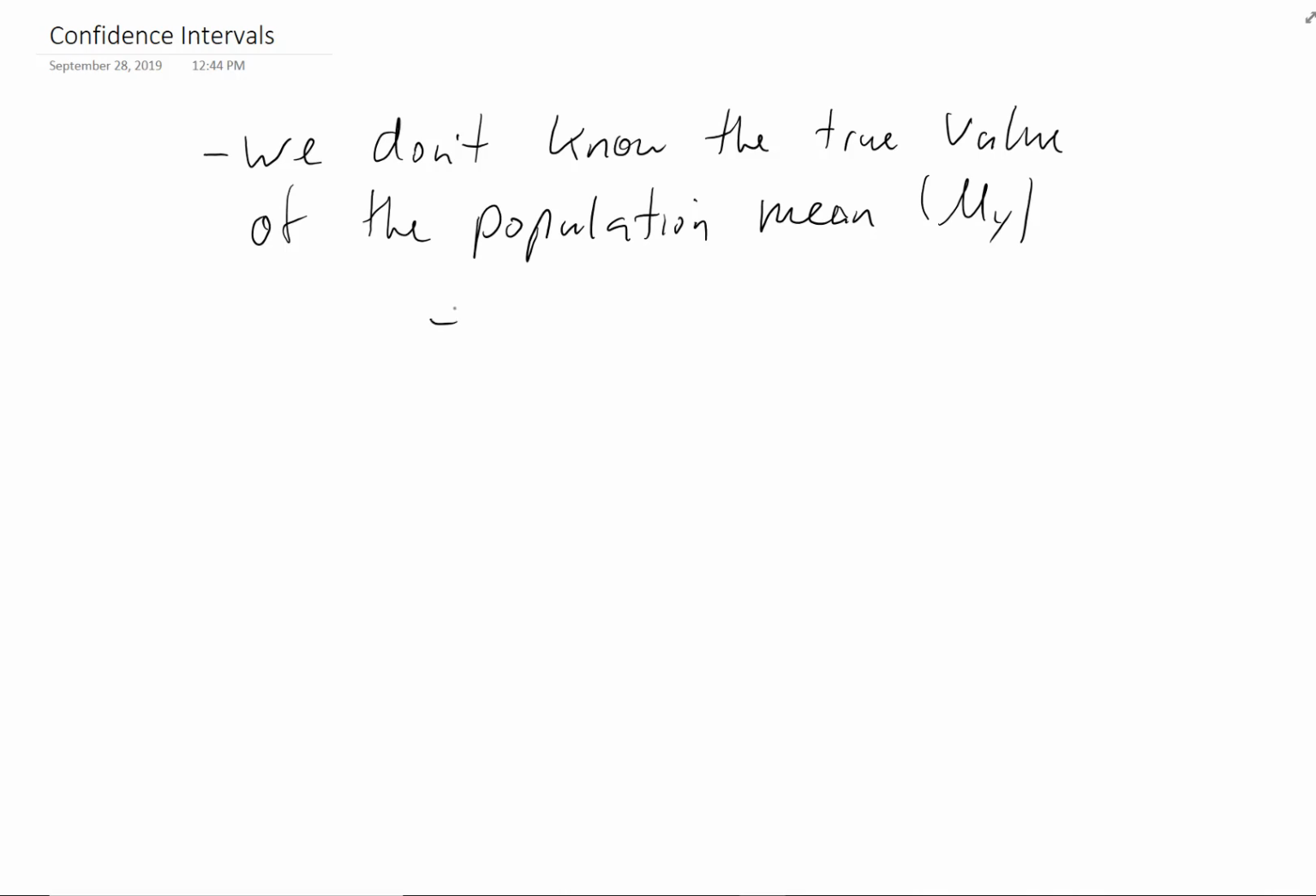And the reason we don't know this is, as you're aware, due to random sampling. So we don't know the exact true value of this population mean due to this random sampling, but maybe we can construct an interval where we're a certain level confident that the true value is within that interval. And that's the idea behind these confidence intervals.